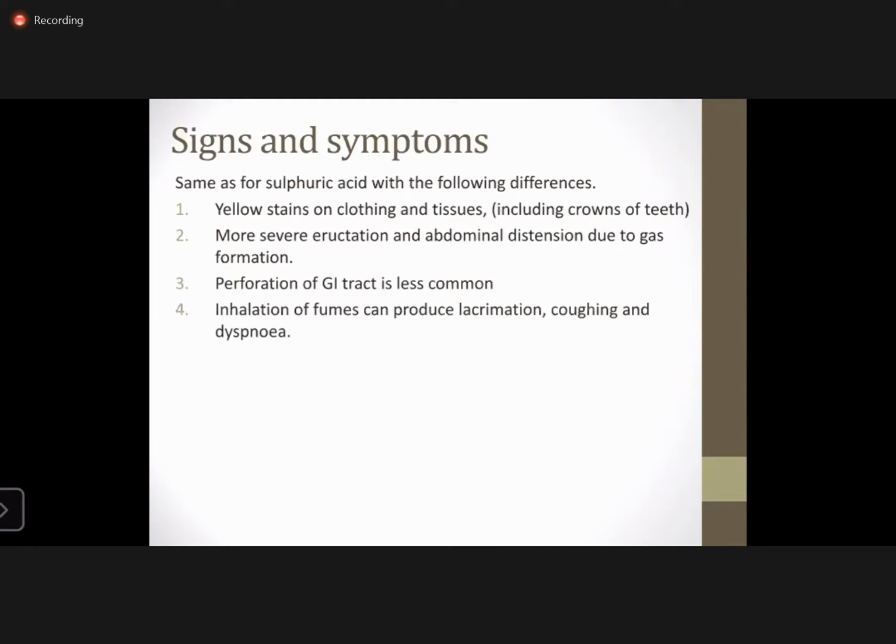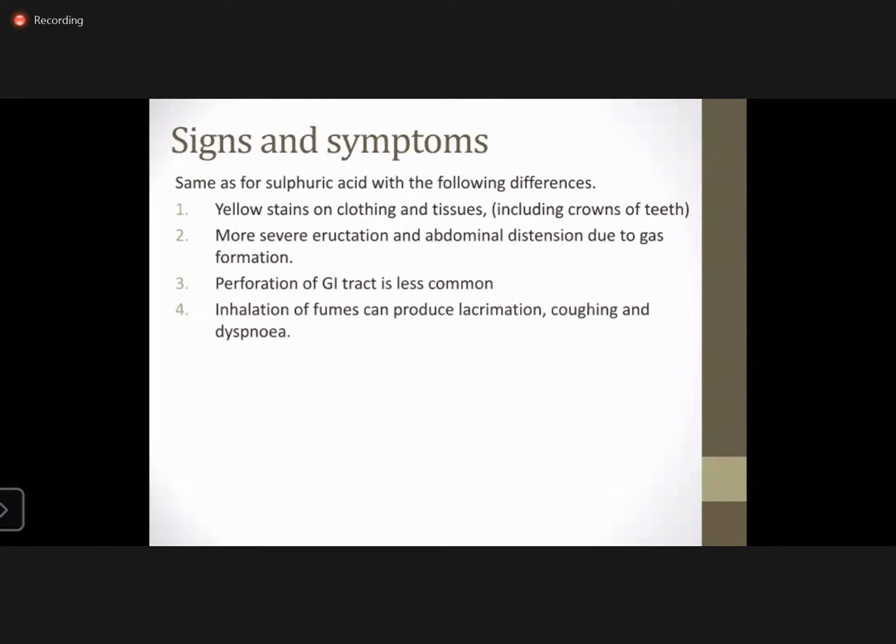This is made by a reaction known as the xanthoproteic reaction. And what is a xanthoproteic reaction? That is when concentrated nitric acid comes in contact with organic matter, it produces picric acid, and picric acid is responsible for giving a yellowish tinge to the skin, mucous membrane, or teeth, whatever. So this is known as the xanthoproteic reaction.